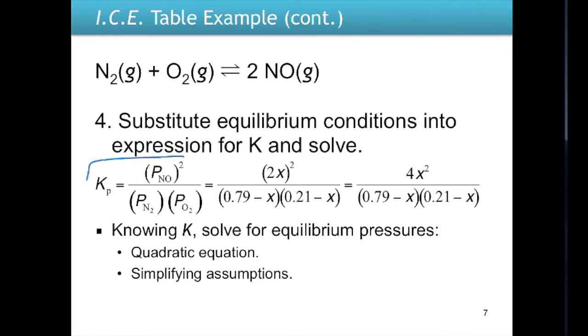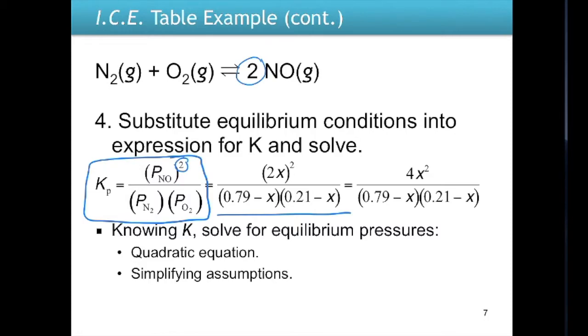So here we have Kp equals the partial pressures of the products divided by the partial pressures of the reactants. And remember, don't forget the 2 from the stoichiometry. After that, we simply plug in the equilibrium conditions into our equilibrium expression. So the partial pressure of NO is 2x, but that whole thing was squared, so we have to include the 2. And our partial pressure of N2 was 0.79 minus x, and our partial pressure of O2 was 0.21 minus x. After we do this, then we simply have to solve for x.